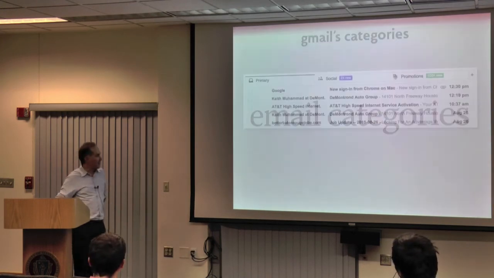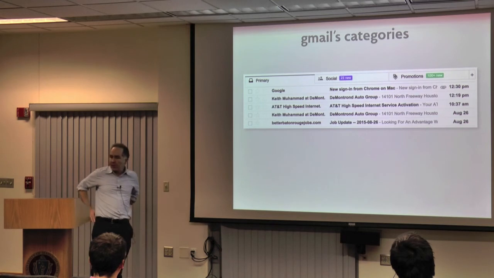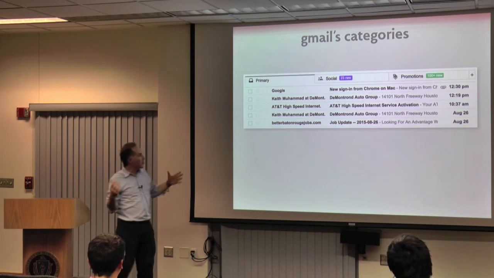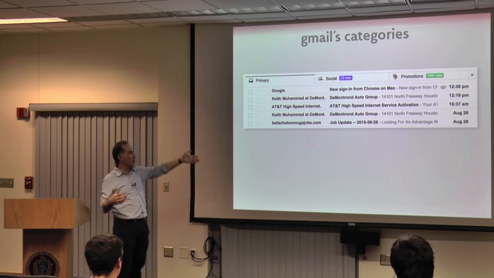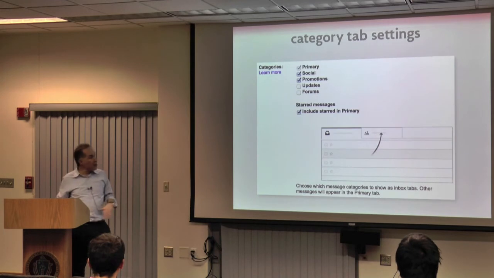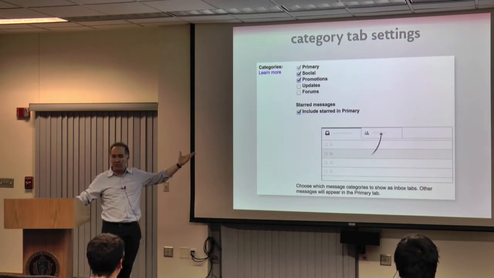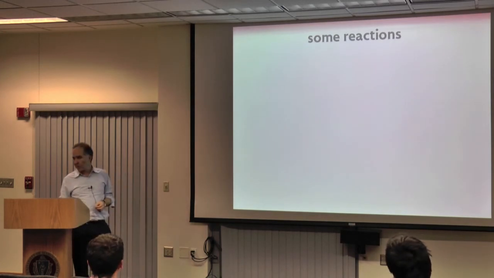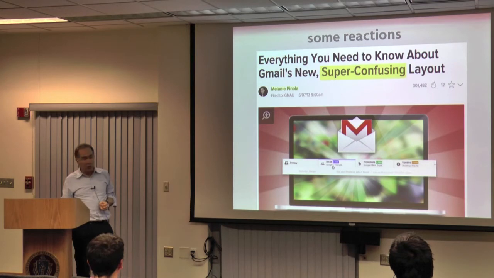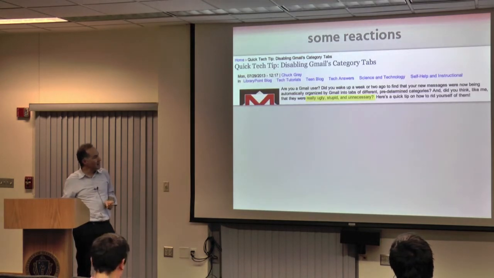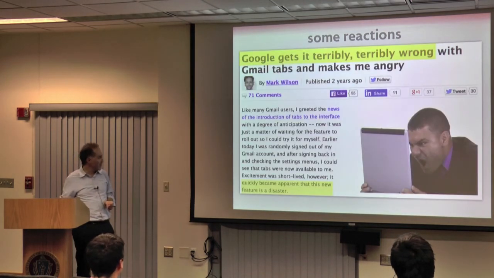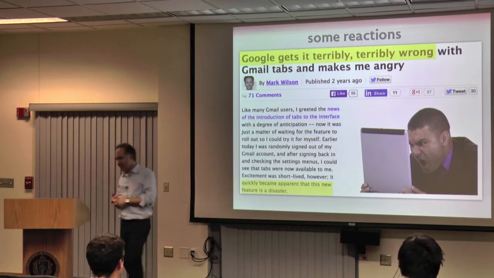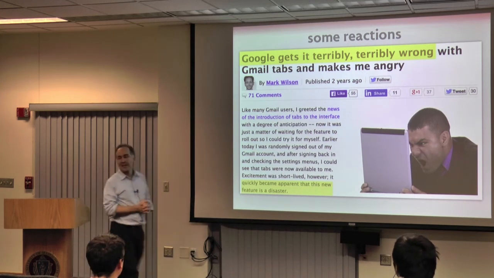First one, categories. Gmail has this nice notion of categories in which it filters your incoming mail into mail that's supposedly for you and mail that's promotions and social media and so on. Then you can customize the settings, choosing, for example, which categories appear on which tabs. When this came out, the blogosphere was not entirely happy. It was described as super confusing, really ugly, stupid, and unnecessary. People said Google gets it terribly wrong, and this new feature is a disaster. And this guy certainly does not seem to be happy. So I think this is perhaps a little bit of an overreaction.